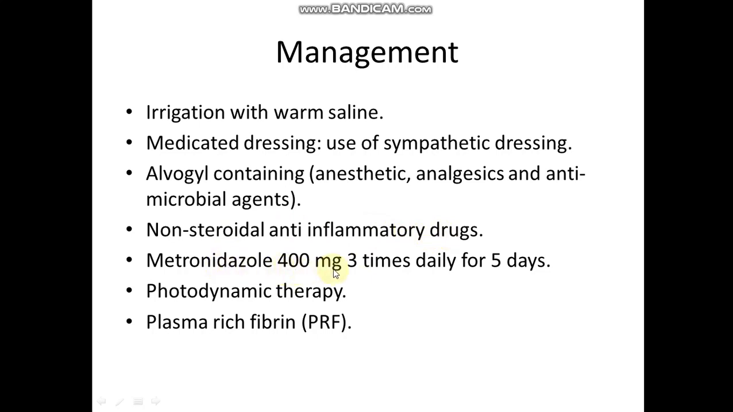Metronidazole 400 mg 3 times daily for 5 days if there is infection. Nowadays they use photodynamic therapy, or what we call low-level laser therapy. This is to stimulate wound healing. And also platelet-rich fibrin, actually, gives good results to reduce the time for healing of dry socket, and may even reduce the onset or the severity of pain.